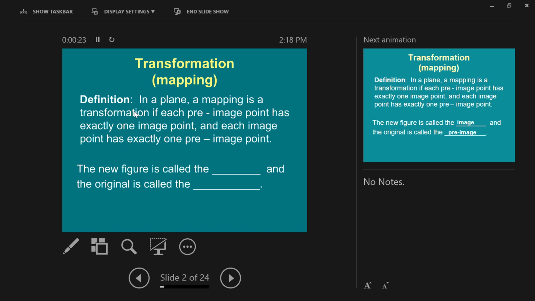A transformation is just mapping. It's going to be on a plane, and you're mapping a transformation. If you have some pre-image, it should have some point exactly like it in your image, and each image point should have had some pre-image point.